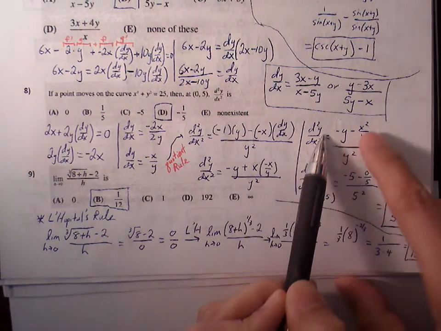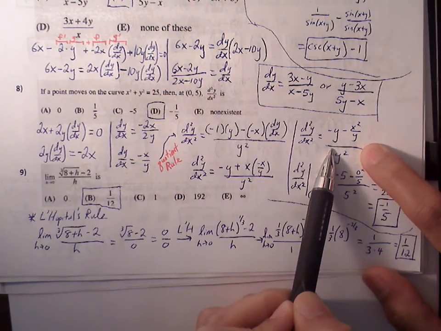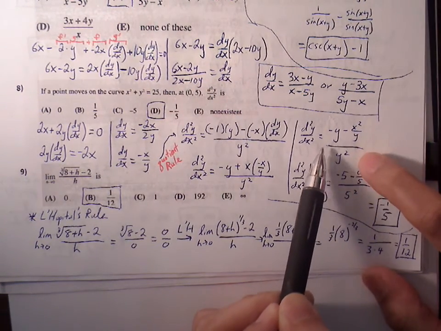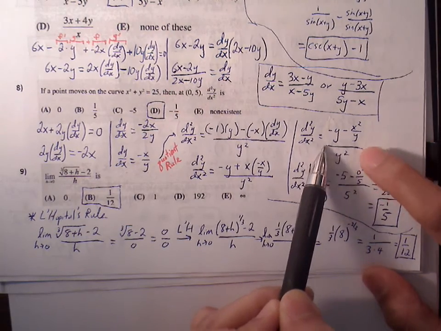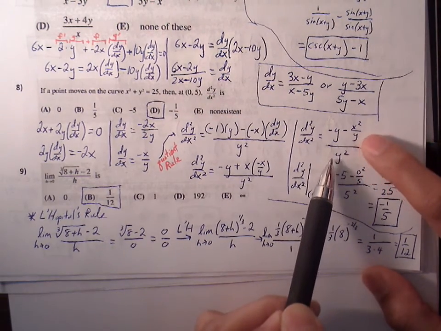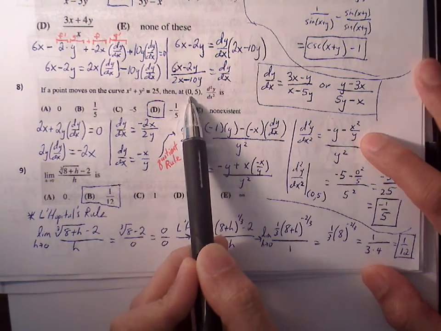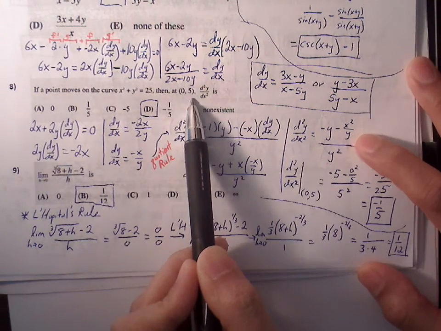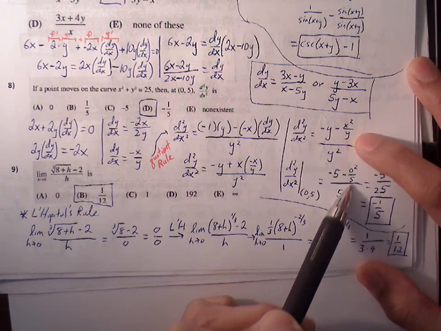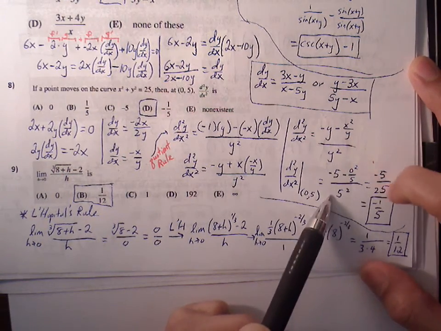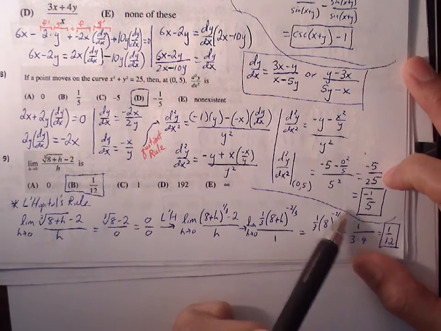It looks a little messy, but we don't have to do too much to clean this up, because it's not asking for the second derivative equation. It's asking for the second derivative value. So once we have some variation of the second derivative function, let's just go ahead and plug in our ordered pair. So 0 plugs in for x, 5 goes in for y, so we get negative 5 minus 0 squared over 5, all over 5 squared. This cleans up to be negative 5 over 25, which is negative 1/5.